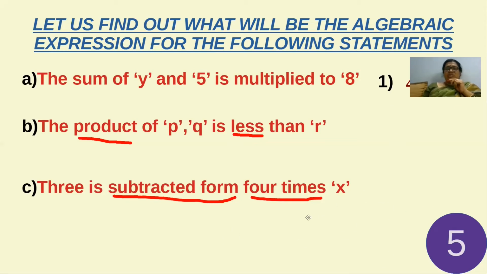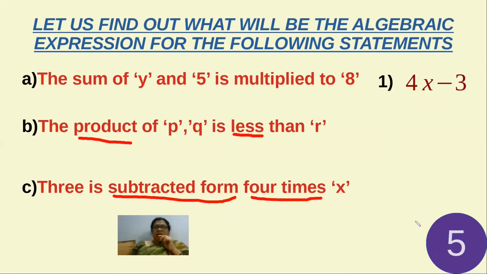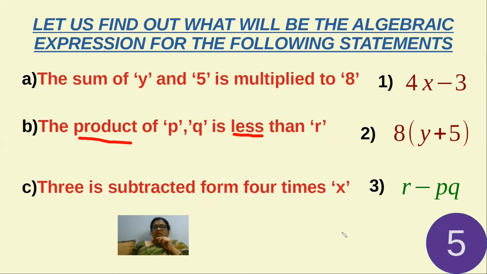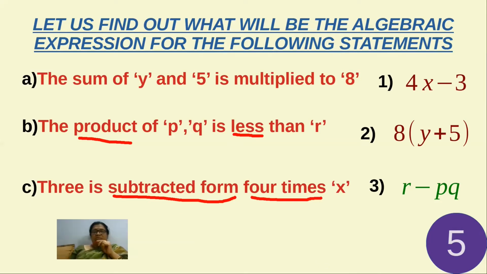See, I'll give the expressions now. You have to match them. This is 4x minus 3. 8 into y plus 5. Third one is R minus PQ. So which order is correct? You have to tell me and I'll give 5 seconds time. Your time starts now.